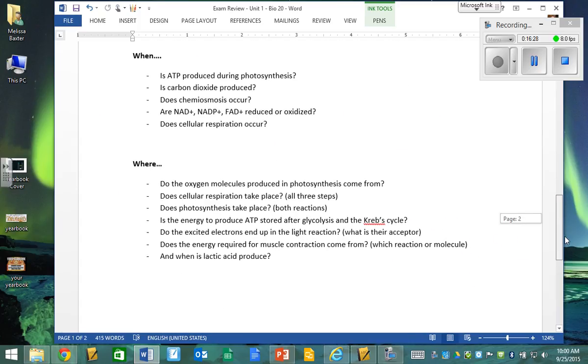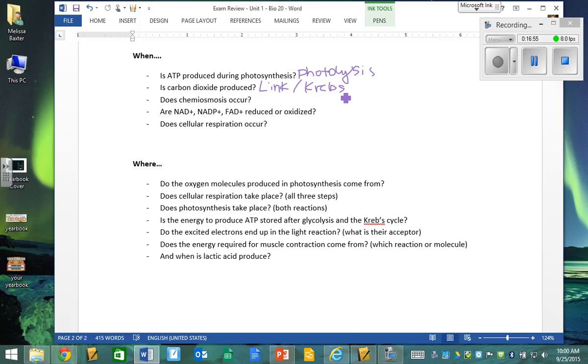So, on the other side of the page, when is ATP produced during photosynthesis? Photolysis, the first part, the light-dependent reaction, that's happening on the thylakoid membranes. When is carbon dioxide produced? 2 spots, the link reaction and the Krebs cycle.